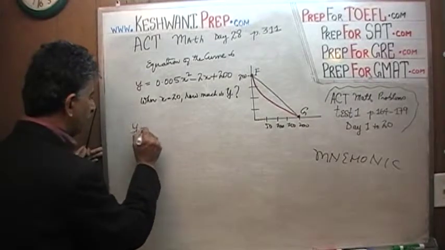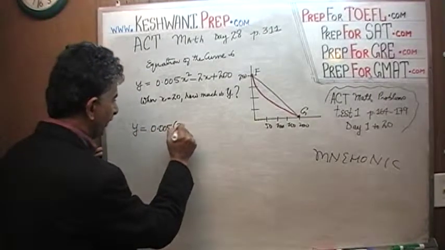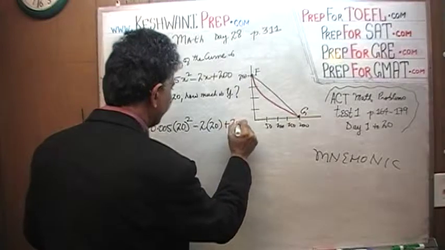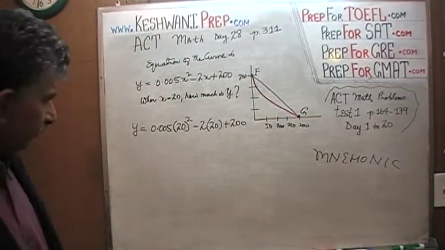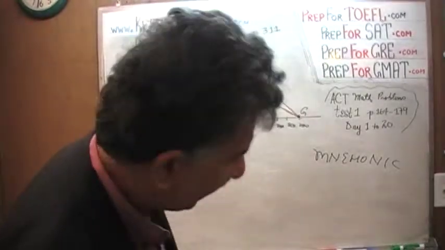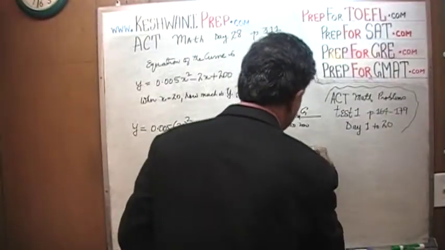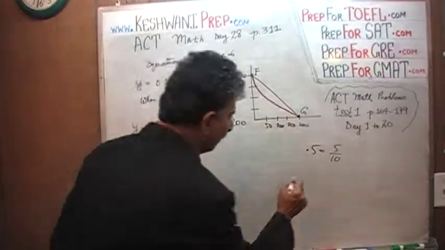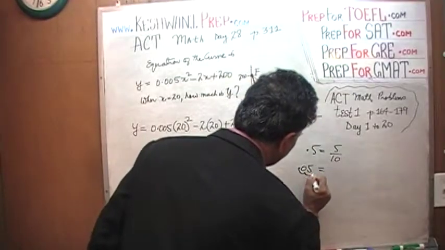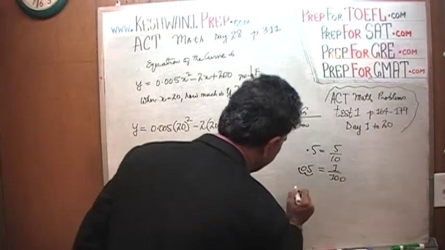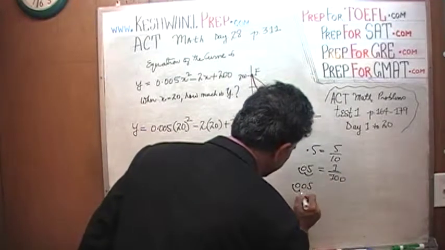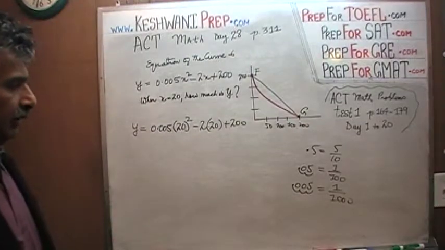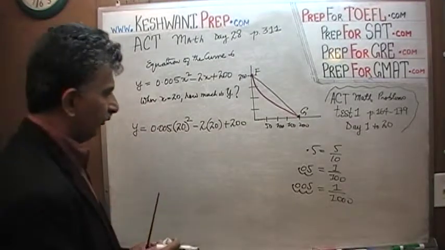Let's do it. y would equal 0.005 times x squared, which is 20 squared, minus 2 times x, which is 20, plus 200. How do we deal with this thing? Well, it's very straightforward. See? 0.005. 0.5 is the same as 5 over 10, of course we know it. 0.05, we are moving it 2 decimal places, 1, 2, so it's 1 over 100. And similarly 0.005, here we have 3 decimal places, 1, 2, 3, is the same as 5 over 1000.